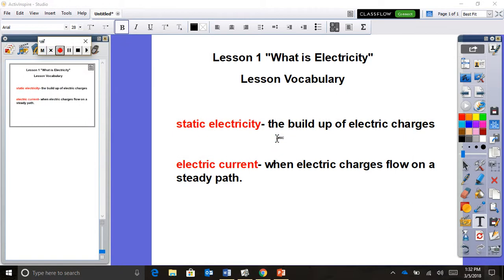Hey everyone, this is lesson 1, what is electricity? Our lesson vocabulary for this one is static electricity, which is the buildup of electric charges, and then electric current, and that's when electric charges flow on a steady path.